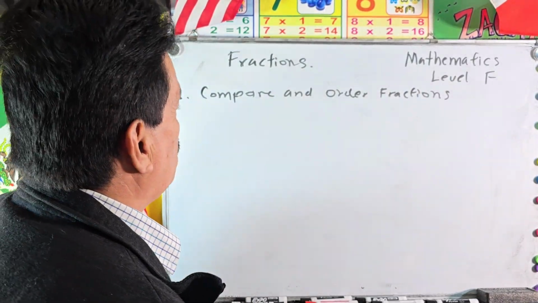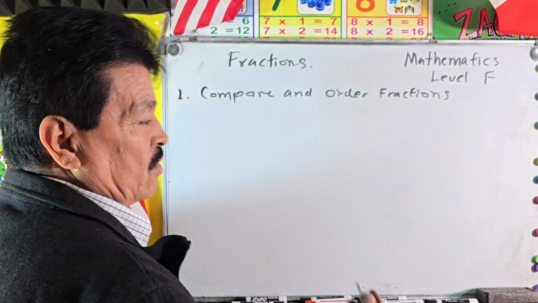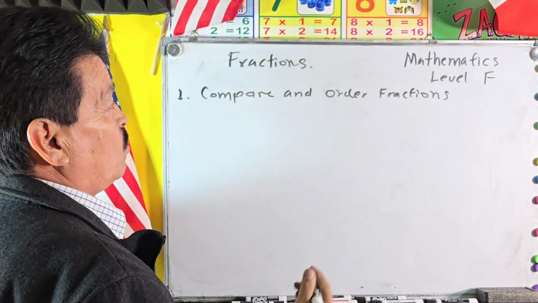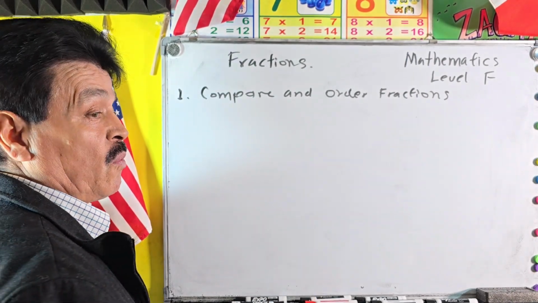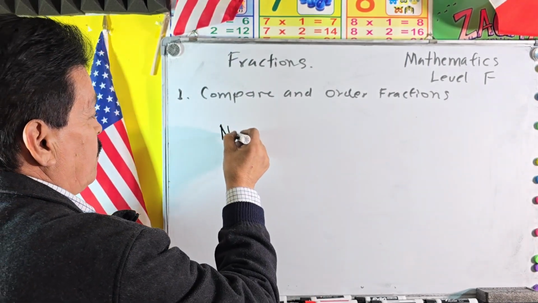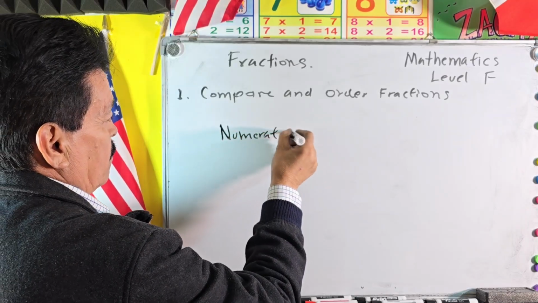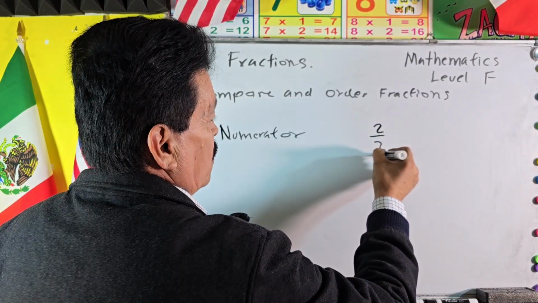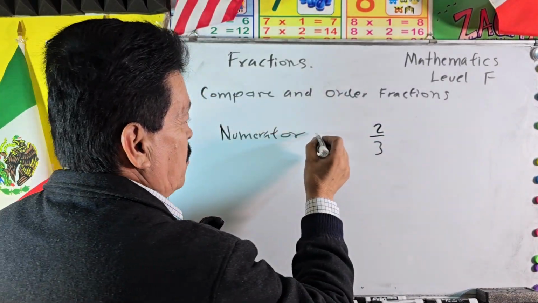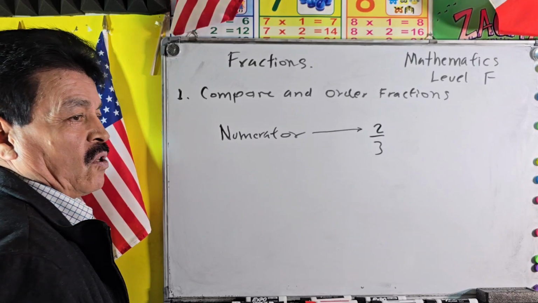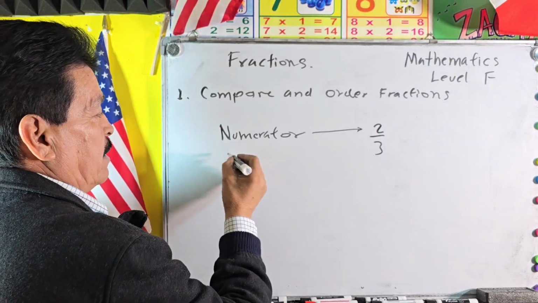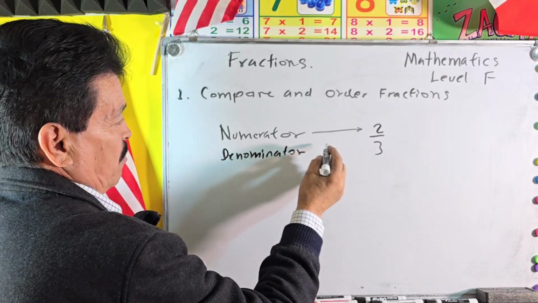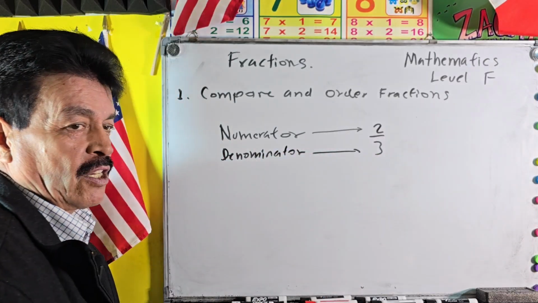First we have to give you some ideas. When we're working with fractions, we need to know what this is. What is the denominator? We have a fraction like 2/3. This is called the denominator. Denominator is the bottom one, the number at the bottom.